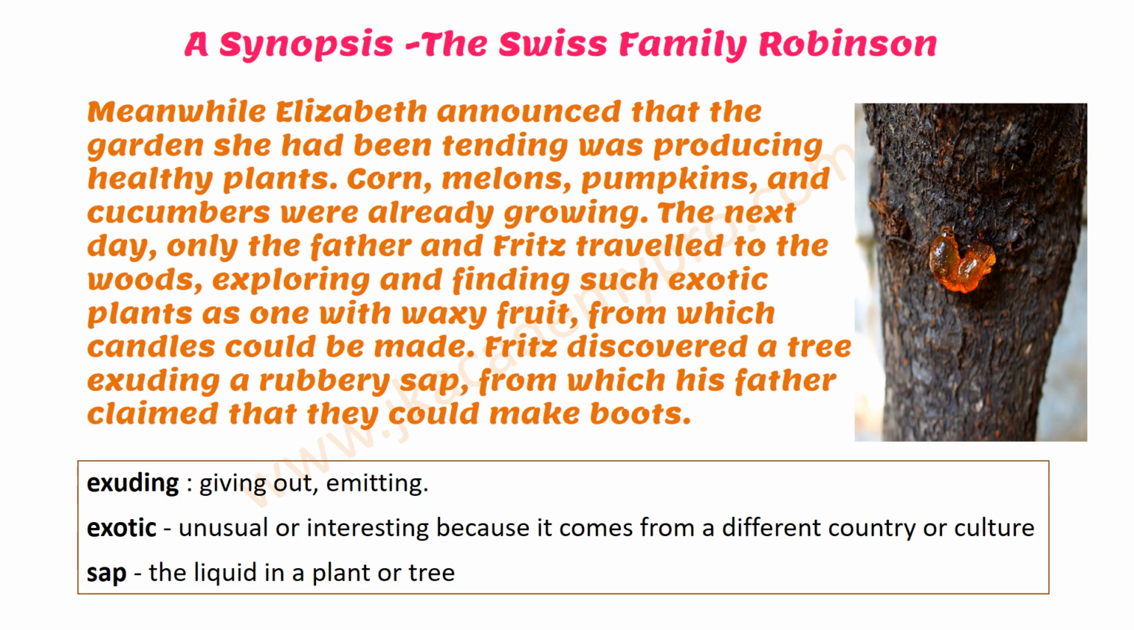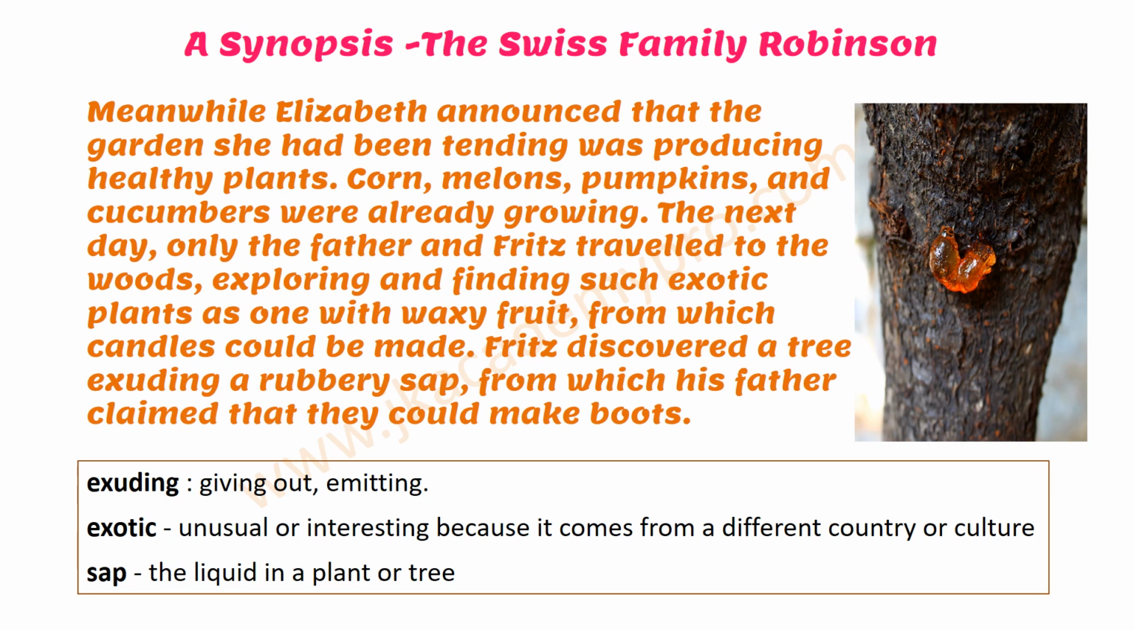Fritz discovered a tree exuding a rubbery sap. Exuding means giving out, and rubbery sap is the juice that comes out from certain trees. It looks like gum or like rubber. That is how rubber is also collected from the rubber tree. So he found trees giving out this sap, or the rubbery solution, from which his father claimed that they could make boots. Okay, they required so many things, isn't it? So they were looking out for things around wherever they were living. They found these things and started collecting, and they thought, how can we make use of this?